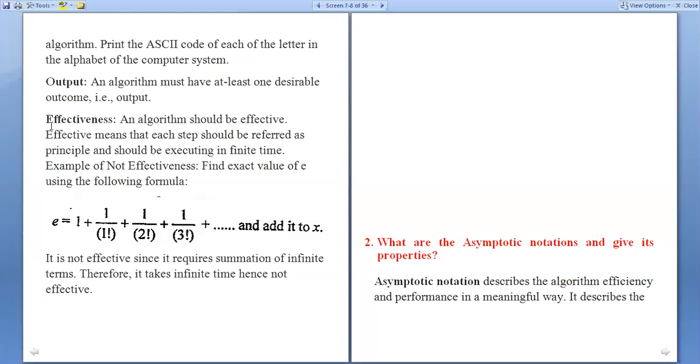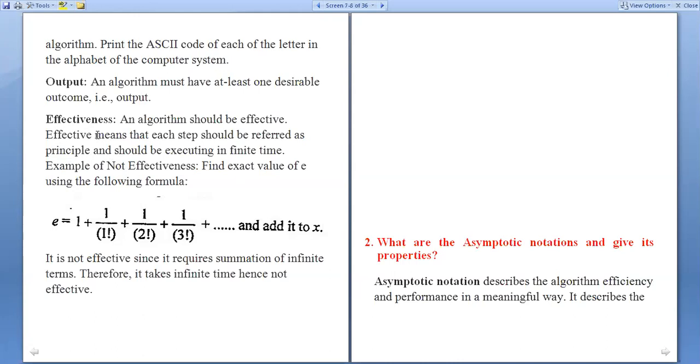So, effectiveness: an algorithm should be effective. Effective means that each step should be referred to as a principle and should be executed in finite time. All the steps should be executed in some stipulated, finite amount of time. That means you can say this algorithm can be executed in 10 seconds, or this algorithm can be executed in 10 milliseconds. Like that, that is a finite amount of time to execute an algorithm.